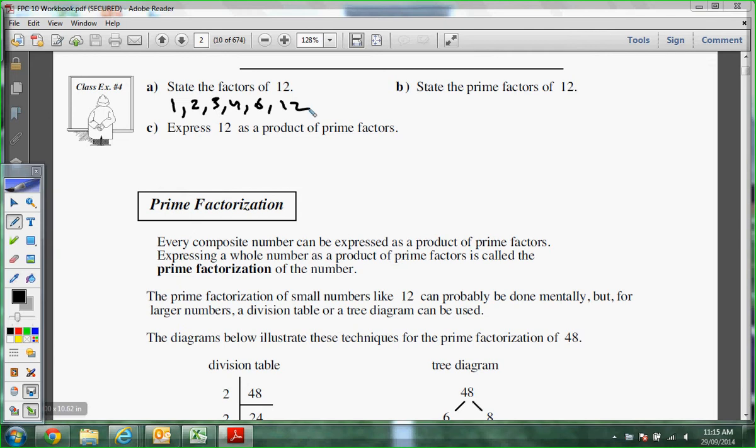Okay, and so state the primes. So the primes would be 2, 3, and that's it. Okay, express 12 as a product of the prime factors. So you can only use 2's and 3's. So 2 times 2 is 4, times 3 is 12. So that is a prime factorization of 12.